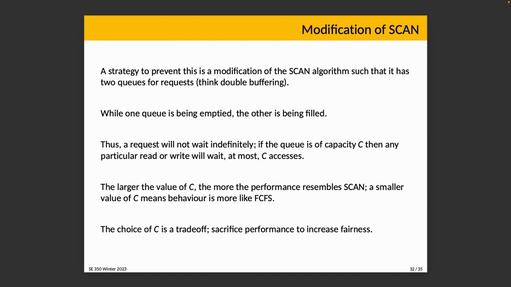The larger the value of C, the more performance resembles scan. A smaller value of C means the behavior is more like first come first served, down in the limit where C is 1, in which case it is exactly like first come first served. And if C is effectively infinite, then it is exactly like scan. The choice of C is a trade-off, right? We're trying to sacrifice a little bit of performance to ensure at least a baseline amount of fairness, right? Absent this, a request could wait an unusually long amount of time, but if we choose a value that's too small, we're not maximizing the performance of our disk.